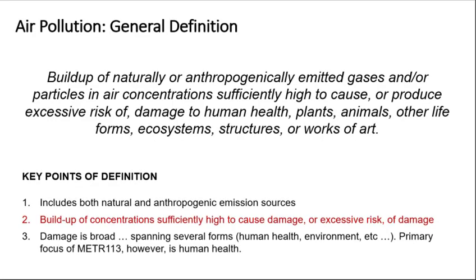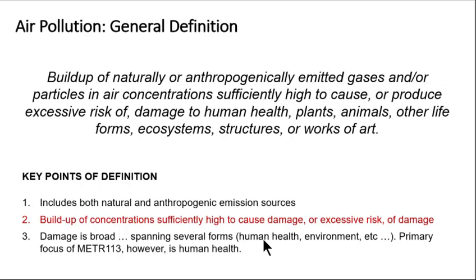Returning to the definition of air pollution, we can recall the three main parts. The first and third are fairly clear, that both natural and anthropogenic emission sources can cause air pollution, and that the damaging or potentially damaging effects of air pollution can take many forms. As we mentioned, this class is mostly focused on human health.